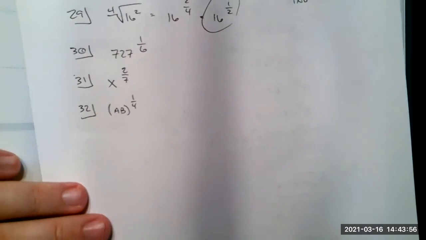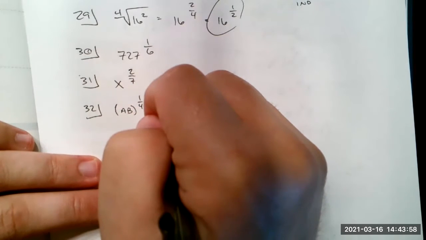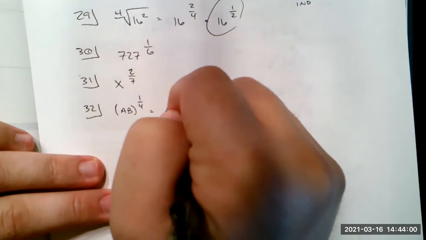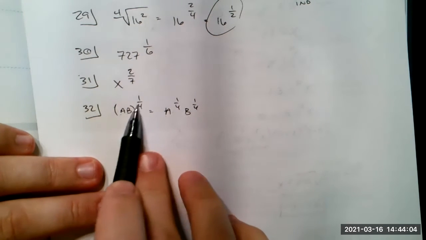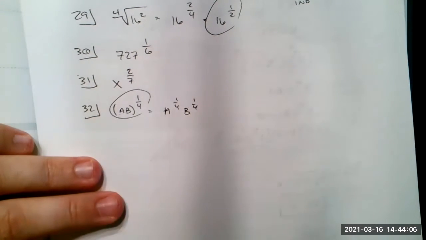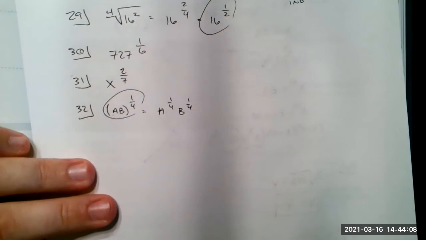Remember properties of exponents, I could split that up and do a to the 1/4, b to the 1/4. Both of those are getting raised to the 1/4 power, but since that's all they're looking for, you can leave it just like that.